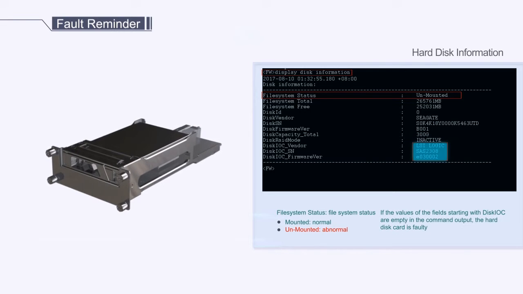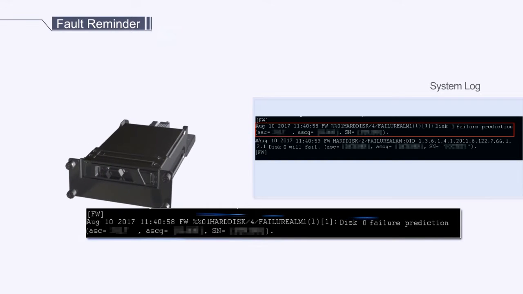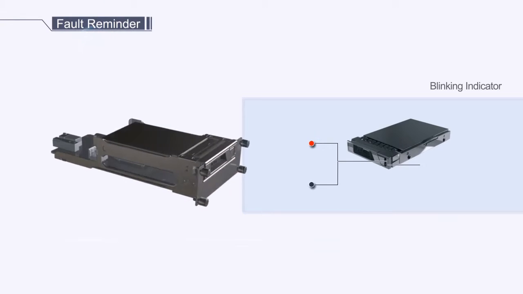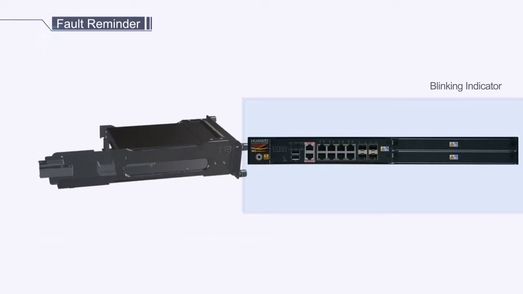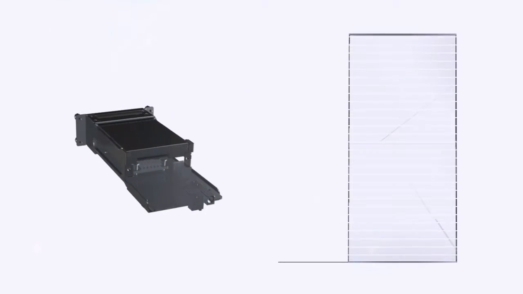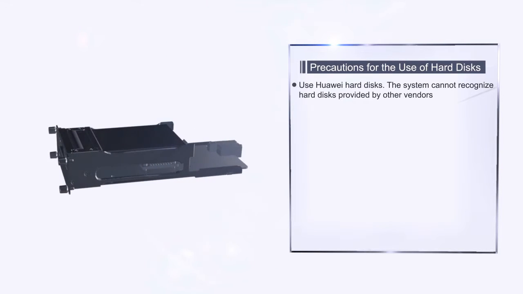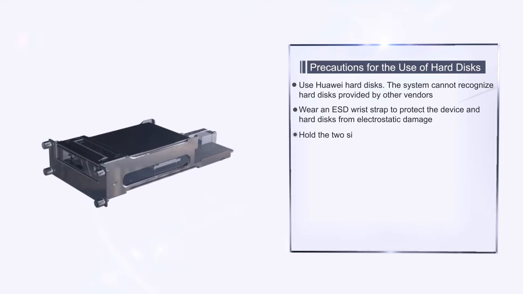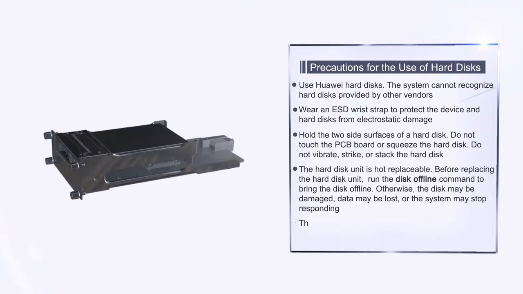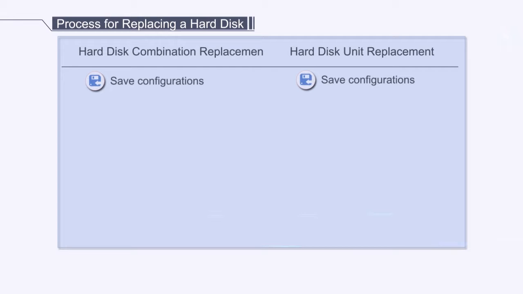If any of the preceding hard disk anomaly notifications is displayed, locate and analyze the anomaly immediately to prevent adverse impacts on log and report storage. If you confirm that a hard disk is faulty, replace it in a timely manner. Before replacement, you need to prepare tools. Understand these precautions and the process for replacing a hard disk.